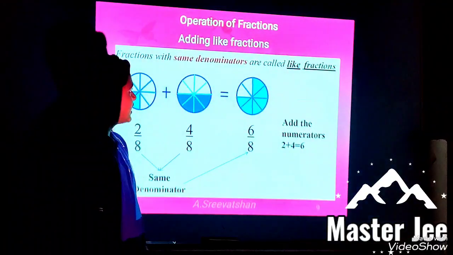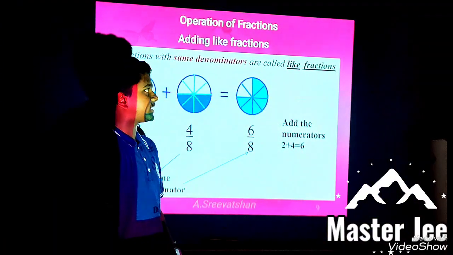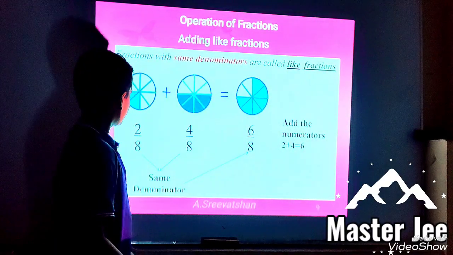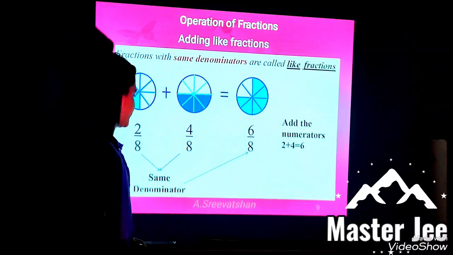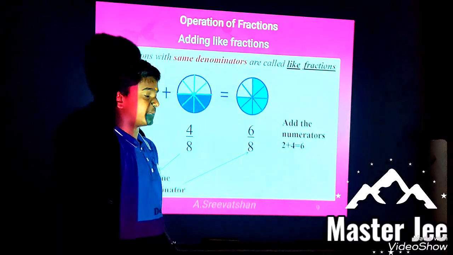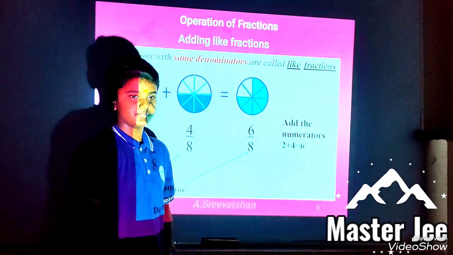Operations of fractions. Adding like fractions. Fractions with the same denominator are called like fractions. Here 2/8 plus 4/8 is equal to 6/8. Here the denominators are the same, so add the numerators. 6/8 is the answer.